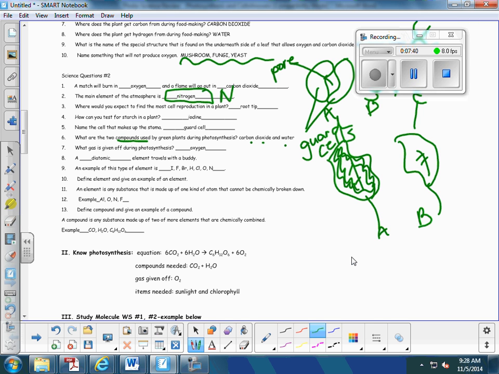And remember, definition of a compound is 2 or more elements chemically combined. CO2, H2O. So watch out how I ask that on a test. Of course, we know by now the gas given off is O2.